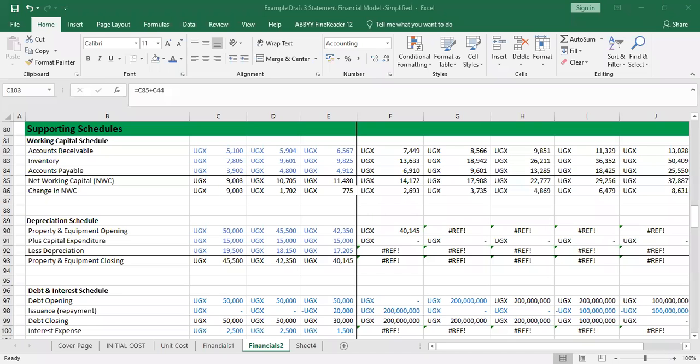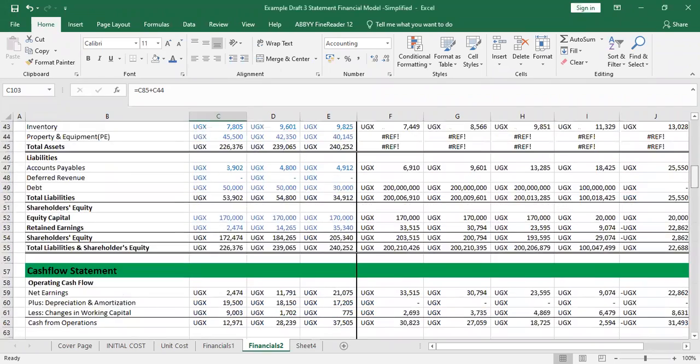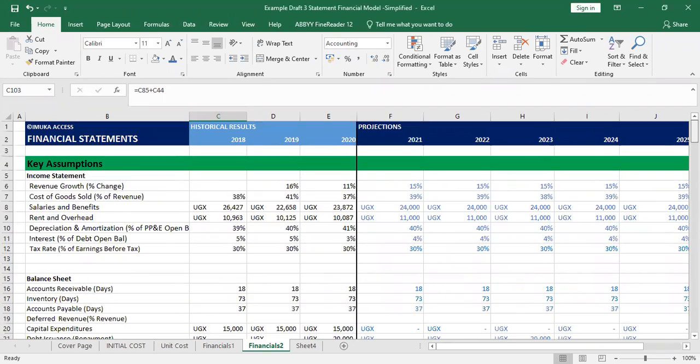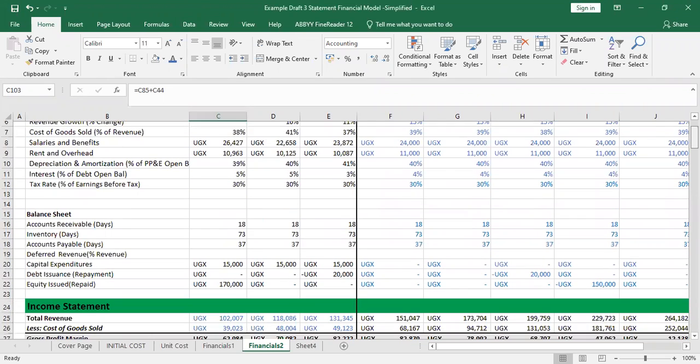So I'm going to start from the assumption side. We've already done the income statement. So this now follows what I explained.